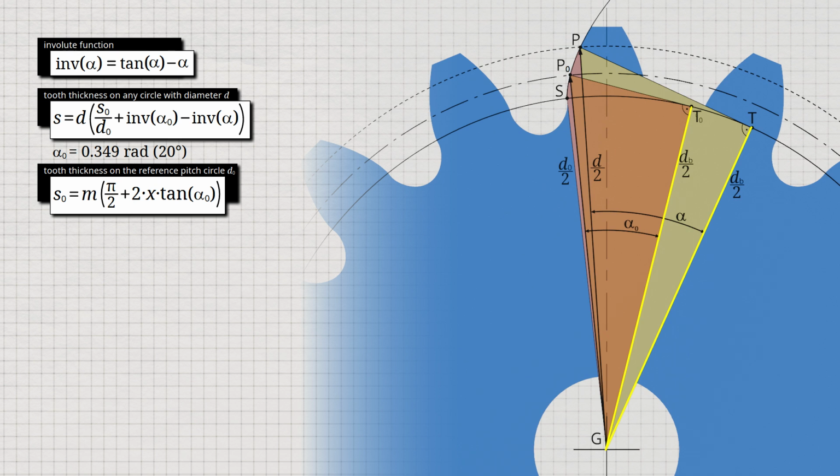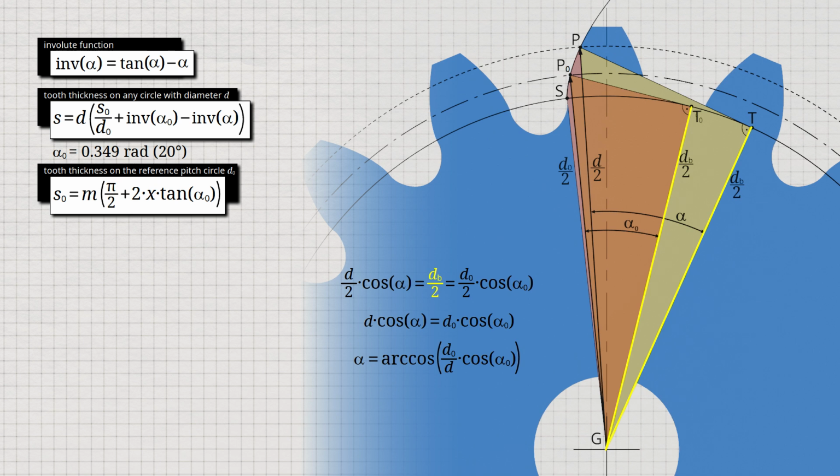Let us first look at the orange-colored triangle. The base circle radius dB half is the product of the reference pitch circle radius D0 half and the cosine of the standard pressure angle alpha 0. Let us now look at the yellow triangle. In this, the base circle radius is calculated in the same way, that is, from the product of the radius d half and the cosine of the involute angle alpha. This equation is now solved for the angle alpha.